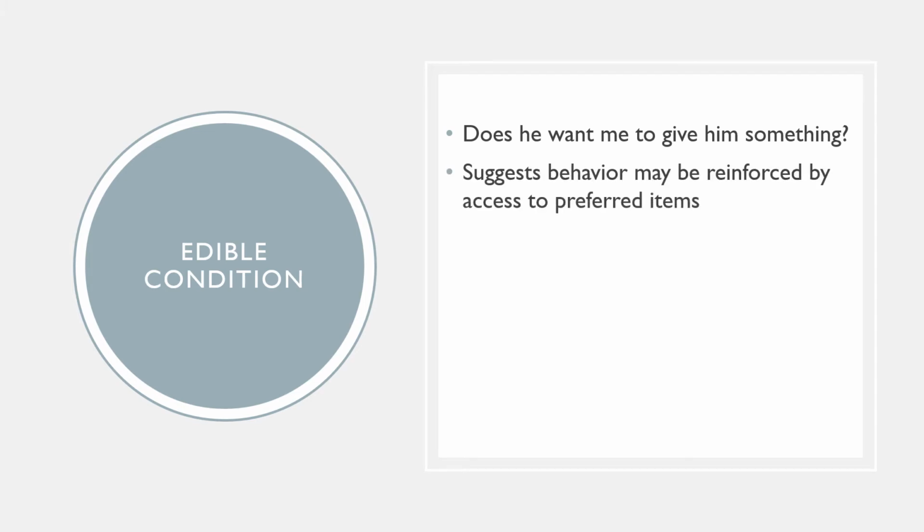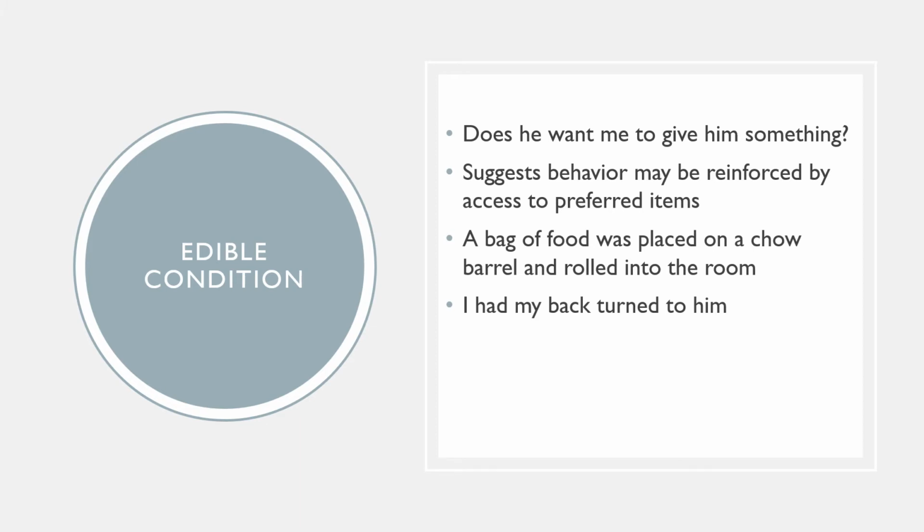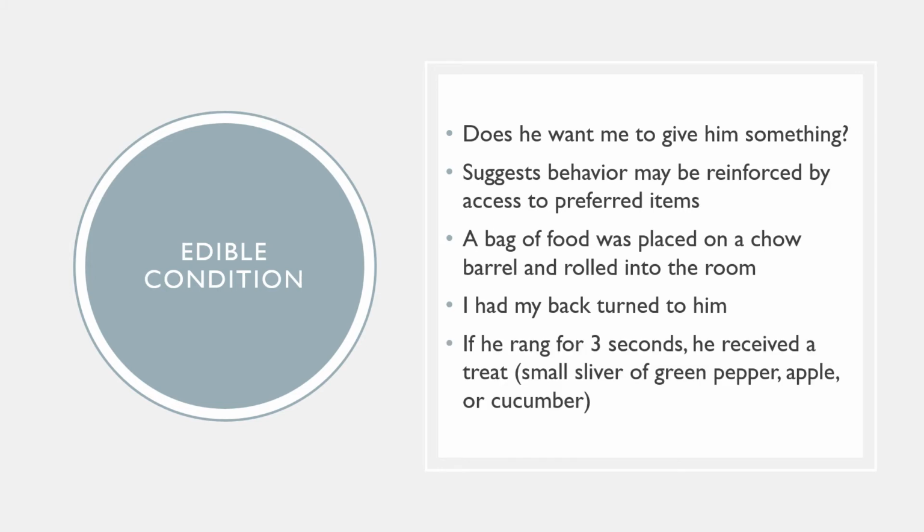The last condition in our FA is the edible condition. Here we're asking, is he ringing his triangle because he wants me to give him something? High duration of triangle ringing in this condition would suggest that his behavior is positively reinforced by gaining access to an edible item. In this condition, I placed a bag of food on top of a chow barrel in front of Kensington, and I stood with my back to him. And if he rang his triangle for 3 seconds, he received a small piece of food.